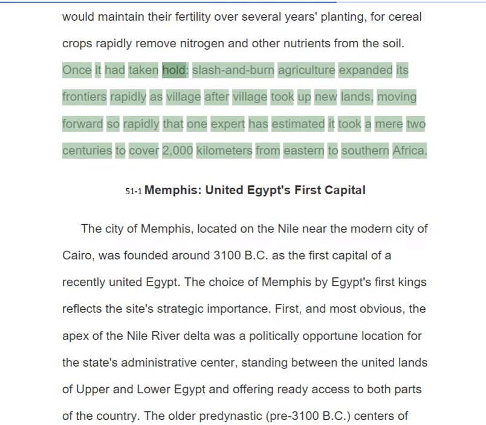Once it had taken hold, slash-and-burn agriculture expanded its frontiers rapidly as village after village took up new lands, moving forward so rapidly that one expert has estimated it took a mere 2 centuries to cover 2,000 kilometers from eastern to southern Africa.